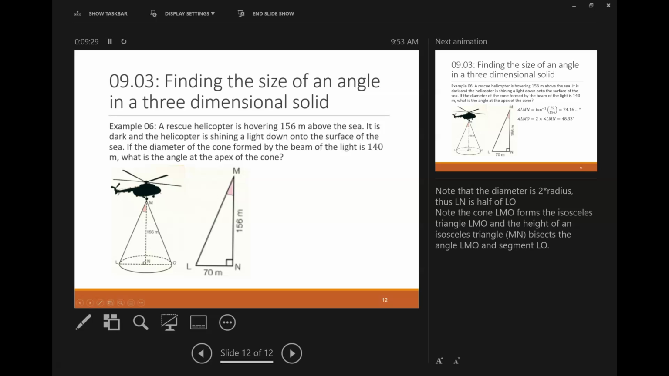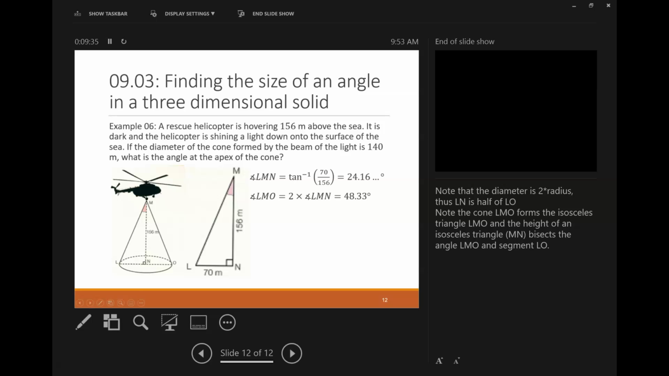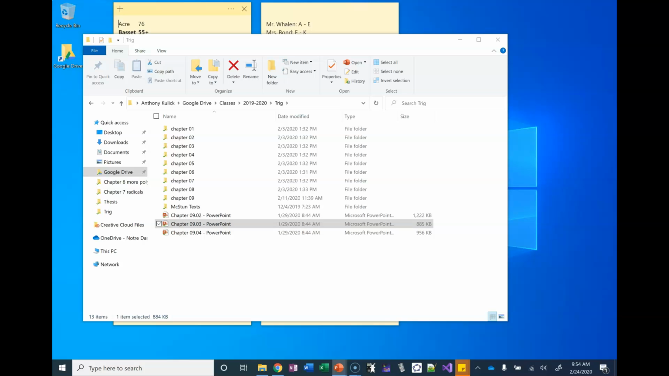How am I going to calculate this angle M? Using which trig function? Tangent. So when I do that, I get 24 point whatever. And then to get the apex angle, I just need to multiply that by 2. And I'm done. Everybody feel okay here? So again, these shouldn't be too terribly challenging.